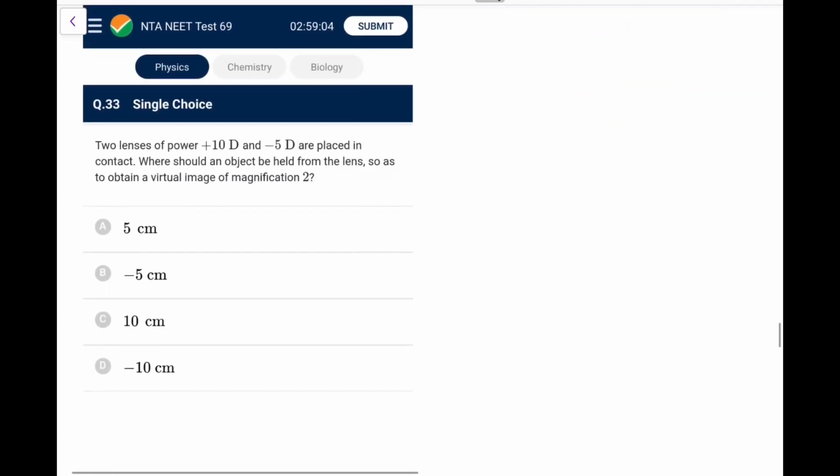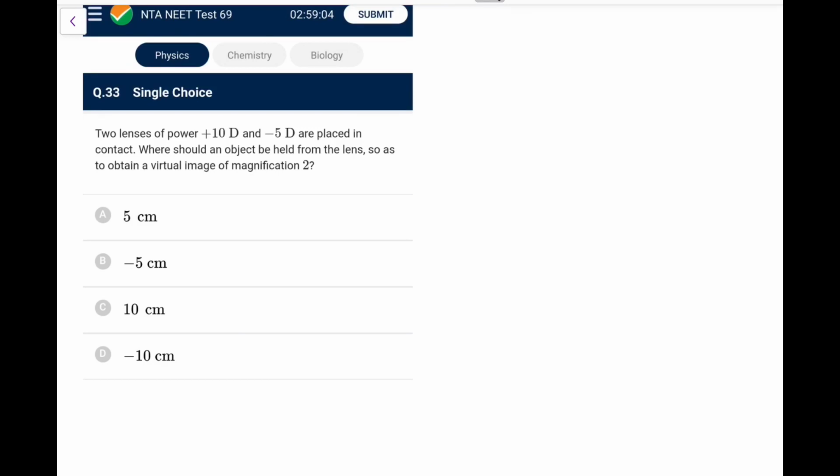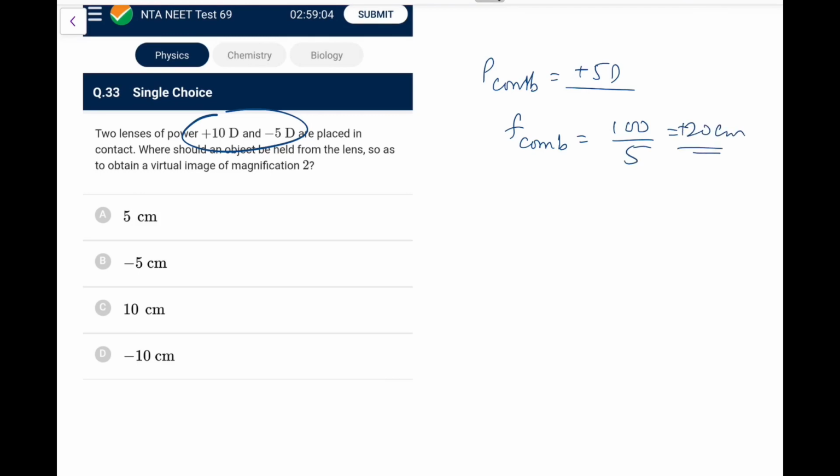Next one. We have two lenses of 10 diopter and minus 5 diopter placed in contact. Where should an object be placed from the lens so as to obtain a virtual image of magnification 2? Because they are placed in contact, the power of the combination, because we can directly add, would be plus 5D. That means f of the combination would be, in centimeter, 100 by 5, that is 20 centimeter positive, that means it is a convex lens. Now to obtain a virtual image of magnification 2, the object must be between pole and focus, so it should be between 0 and 20 with a negative sign for sure.